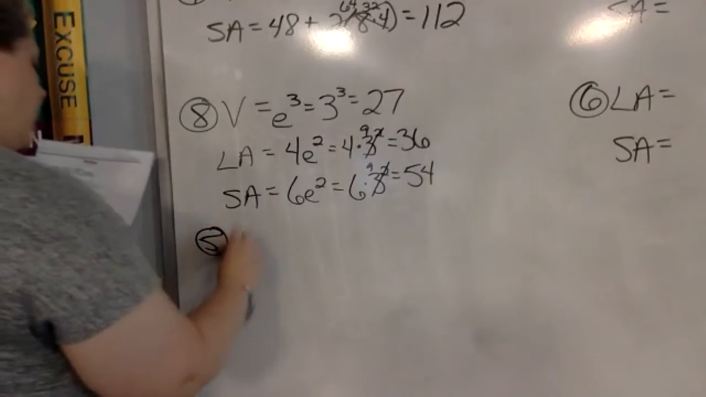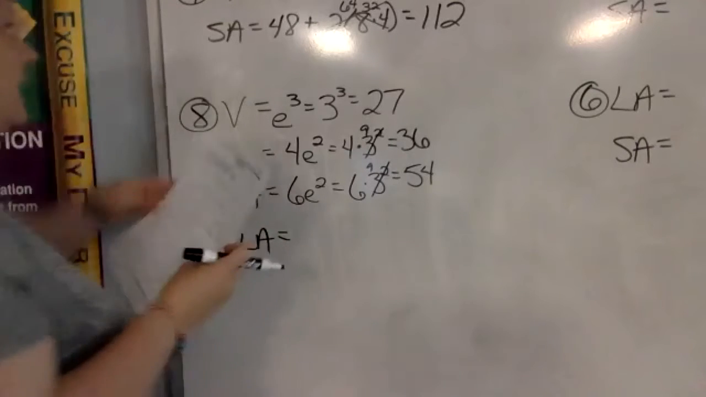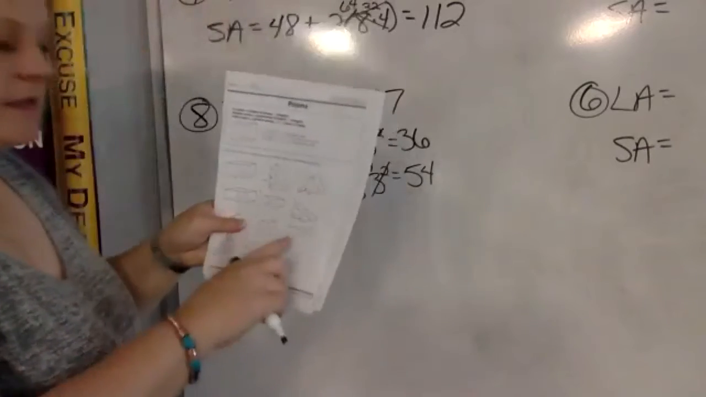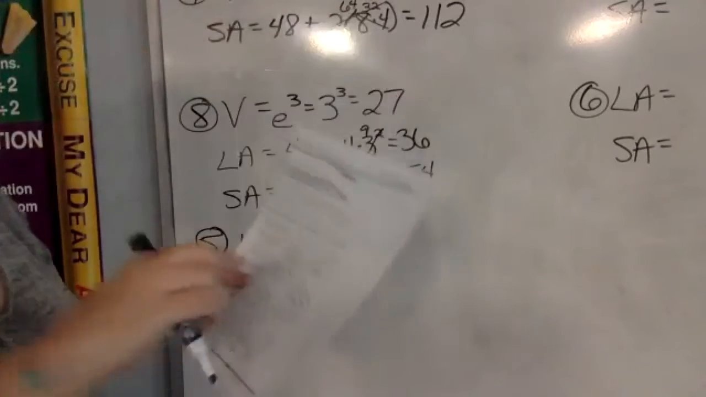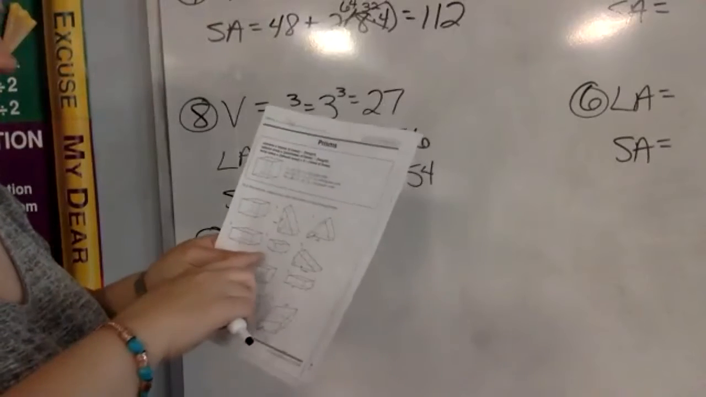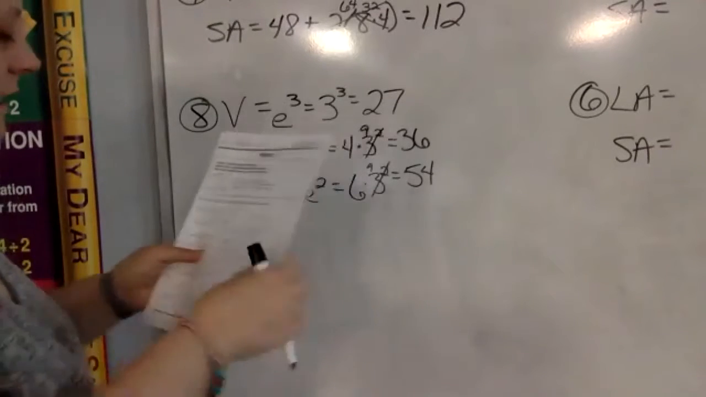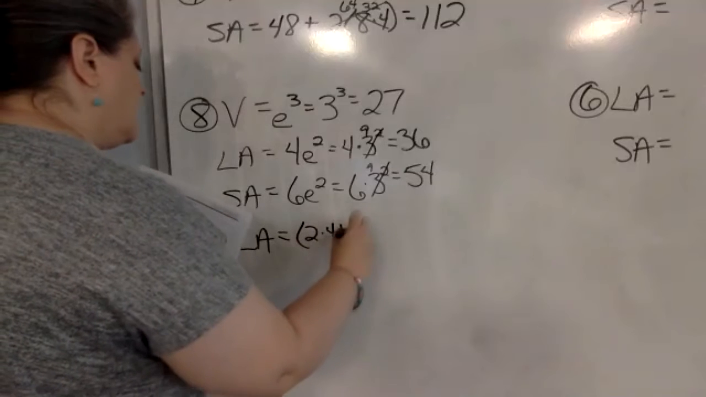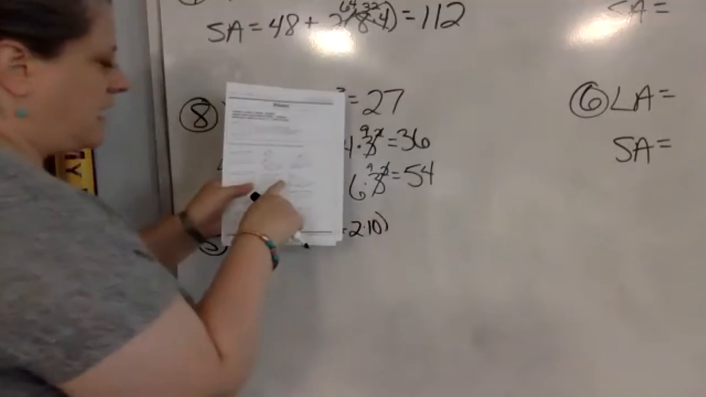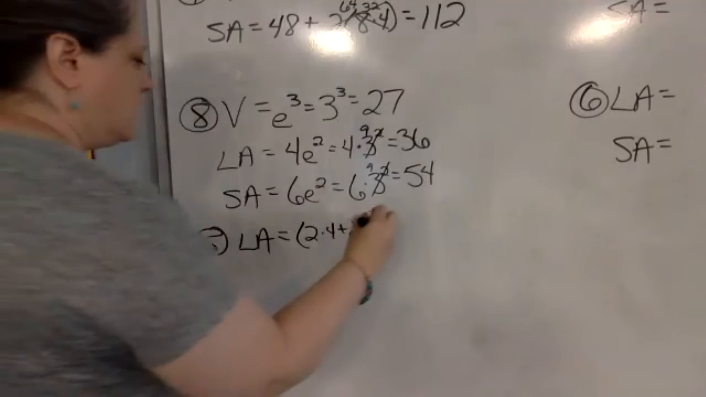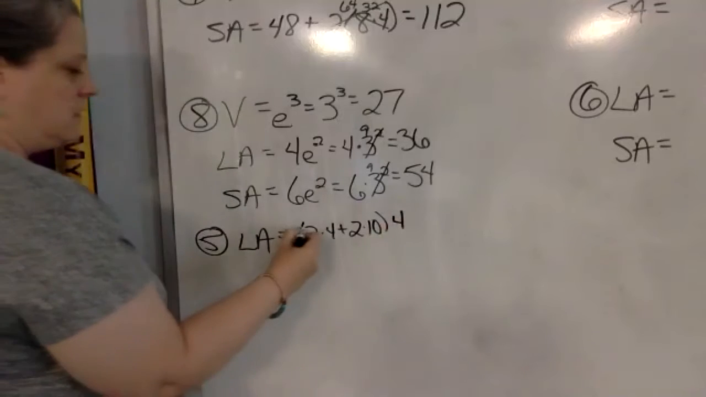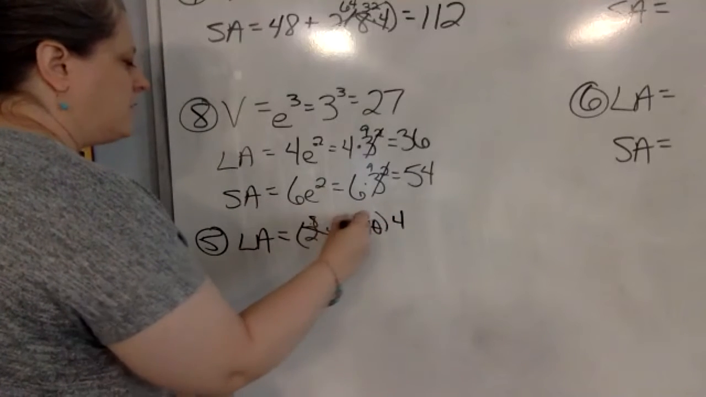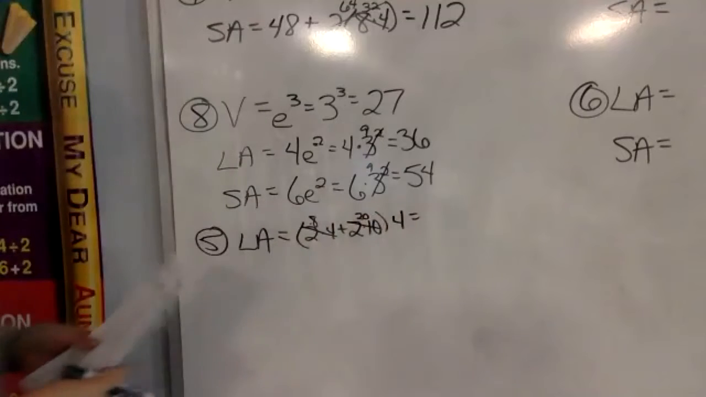So for number 5, for my lateral area, do my perimeter of my base. My base is the rectangle it's sitting on. Okay, so it's 4 and 10 on the bottom. So I have 2 times 4 plus 2 times 10 times the height going up and down, which was 4. So 2 times 4 is 8, 2 times 10 is 20. So I have 28 times 4.